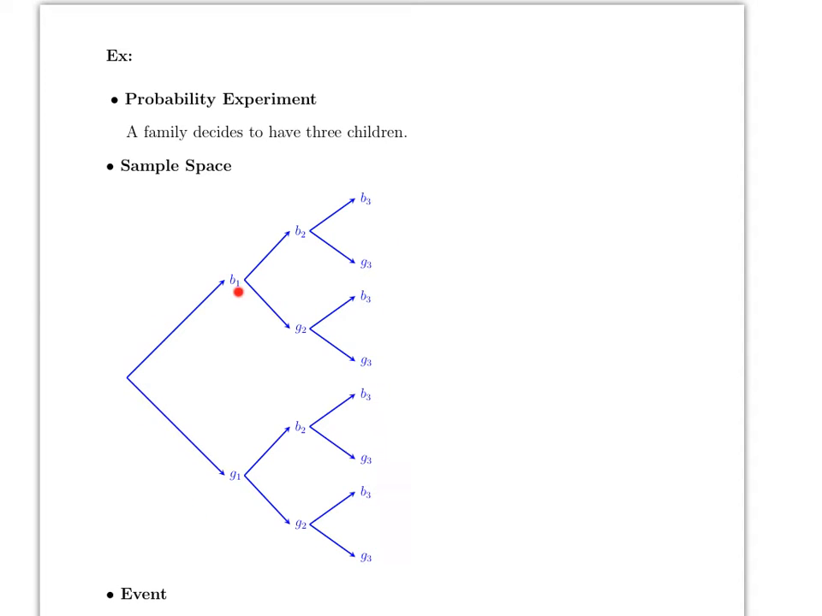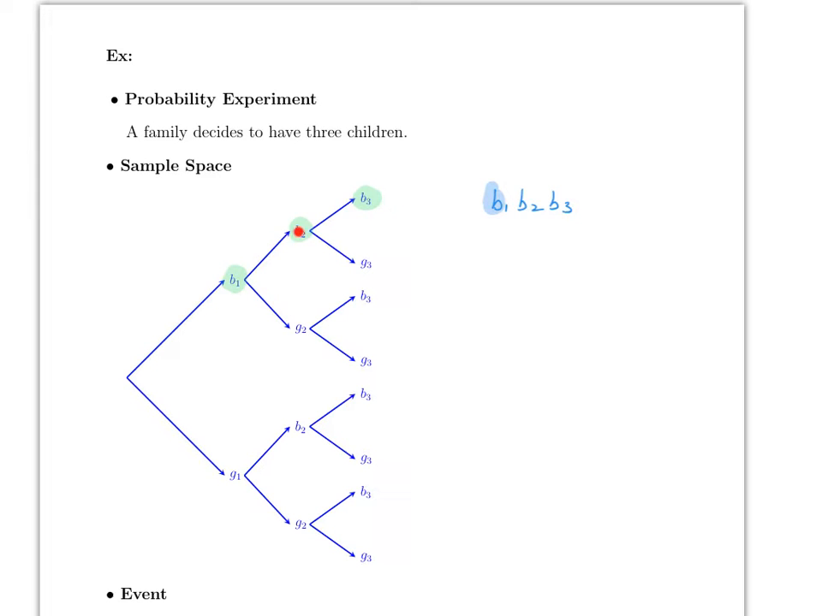Here the subscript 1 means the first kid, the 2 will mean the second kid, and the 3 the third kid, and so forth. So for example, the first outcome will be something like this. The first kid is a boy, the second one is a boy, and the third one is a boy. So one outcome, not 3, will be this one: B1, B2, and B3. So that will be the first outcome, which would be this.